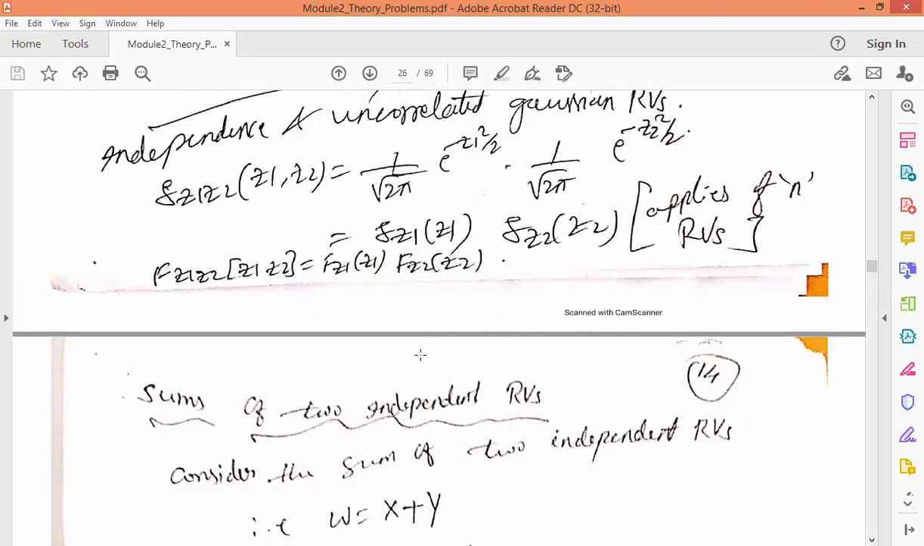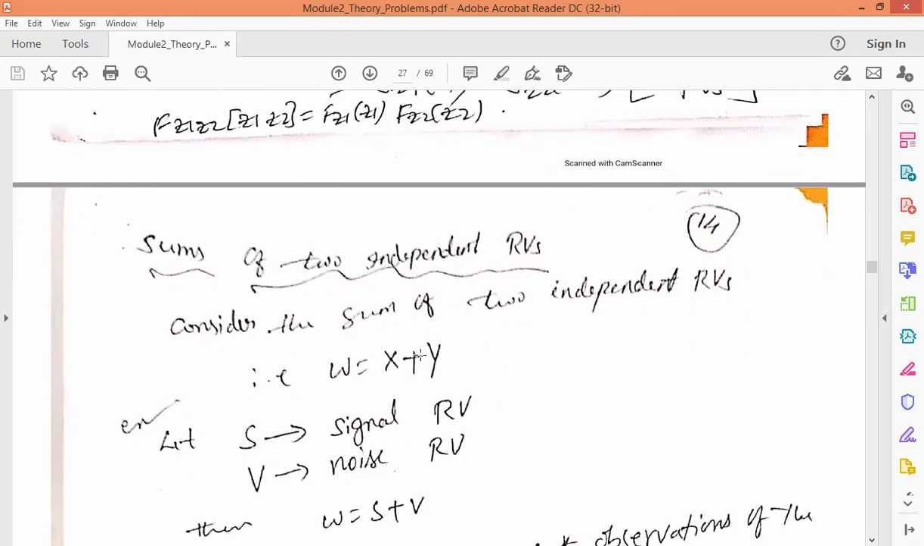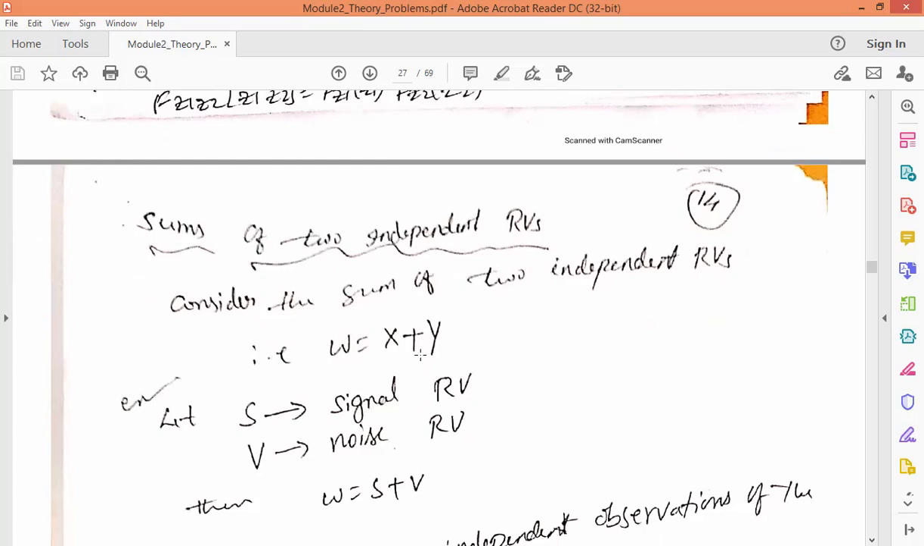And the next topic is sums of two independent random variables. In this we can take a general class of problems in engineering when two independent random variables are added. For example, whenever you are transmitting information over a channel, we have the original information as well as the noise that is transmitted over the channel. Those two, information plus noise, can be taken as independent random variables which may be added with each other.